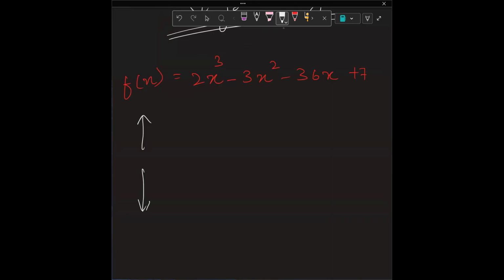Angelina, tell me, what is the interval for increasing? Minus infinity to minus 2 open brackets, union 3 to infinity. All right. So that means minus infinity to minus 2 union 3 to infinity. That is increasing. Increasing or is it strictly increasing? Strictly increasing.